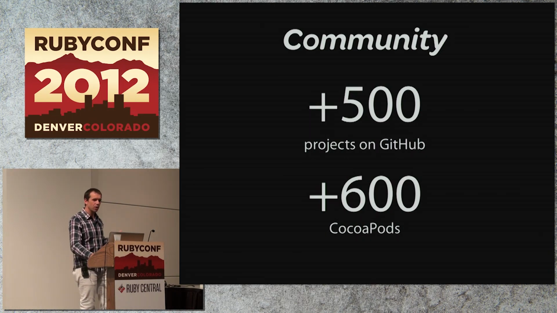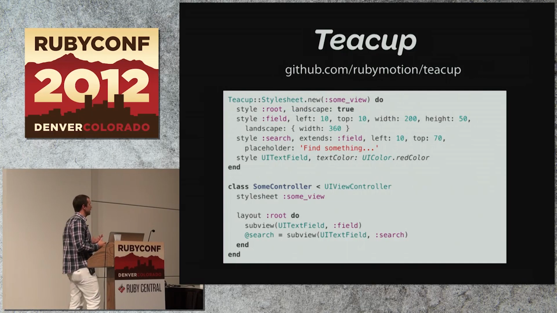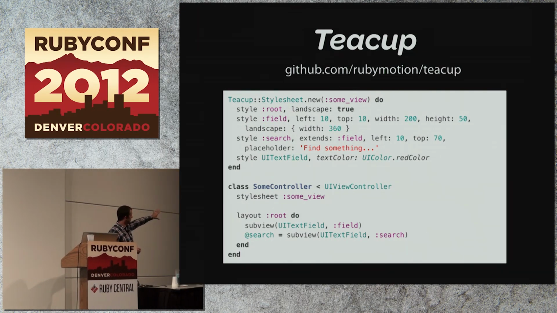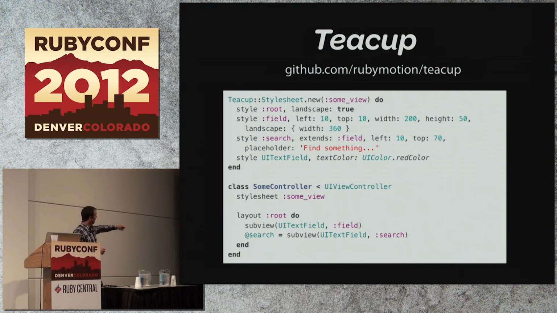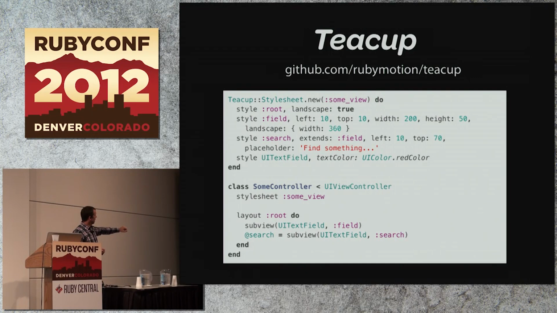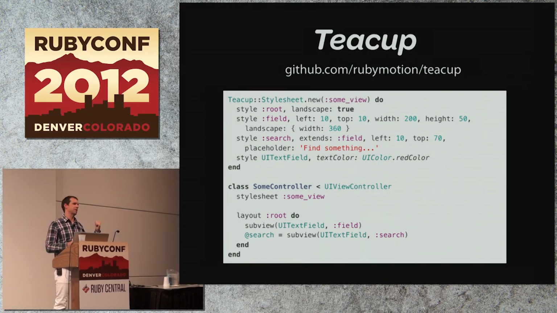So let's look at a couple of libraries that have come out, that are on GitHub, that you can build abstractions with. This first one is called Teacup. The top part of this Teacup example allows you to define a style sheet using Ruby code to just define these styles. And then down below, I'm building a UIViewController, and I'm declaring a style sheet that I'm going to use. Then I build a layout called root, and I'm adding a subview, which is a text field that is going to inherit from the style that I defined in my style sheet.